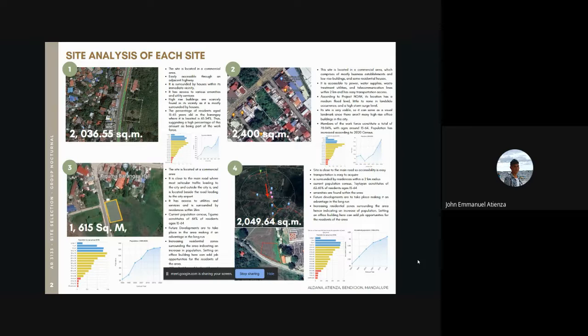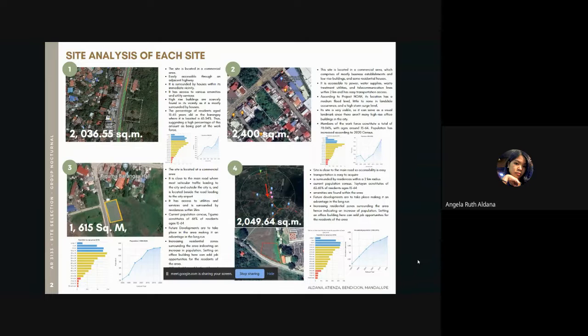And the fifth one is that high-rise buildings are scarcely found in its vicinity as it is mostly surrounded by houses. So as of now, the only high-rise building located close to it is Marco Polo, which is also a commercial and residential building at the same time. And lastly, the percentage of residents aged 15 to 65 in the barangay where it is located is 65.54%, thus suggesting a high percentage of the workforce. So for the next site, it will be presented by another member.